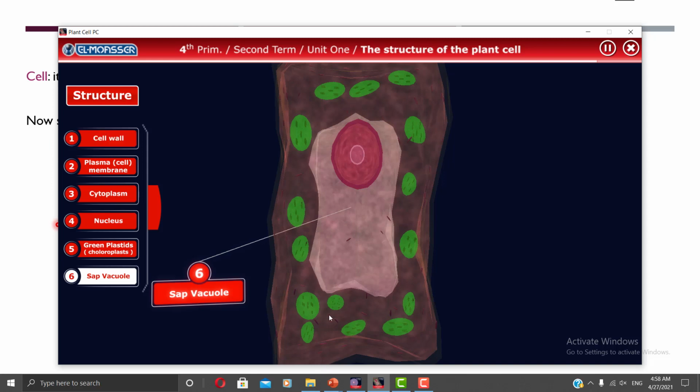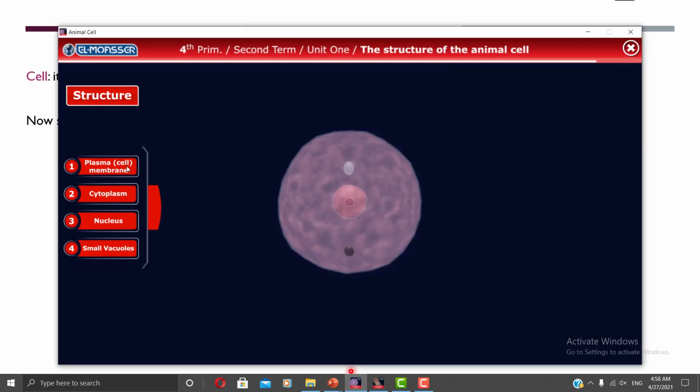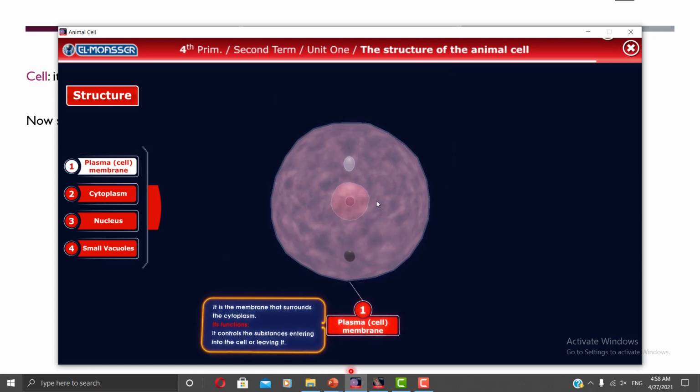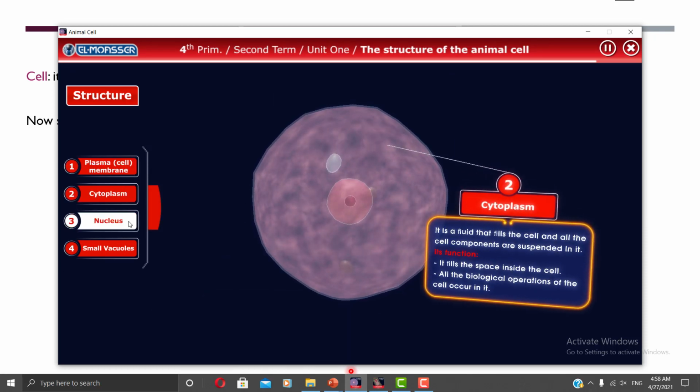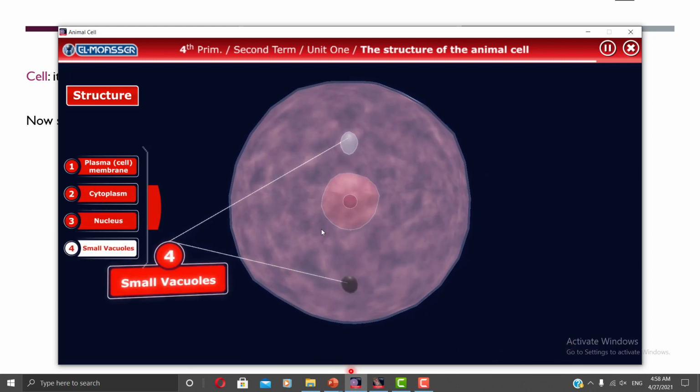Okay, moving now to the structure of the animal cell. The animal cell consists first of the plasma membrane, and second the cytoplasm, which is the liquid inside the cell, the nucleus, and finally the small vacuoles.